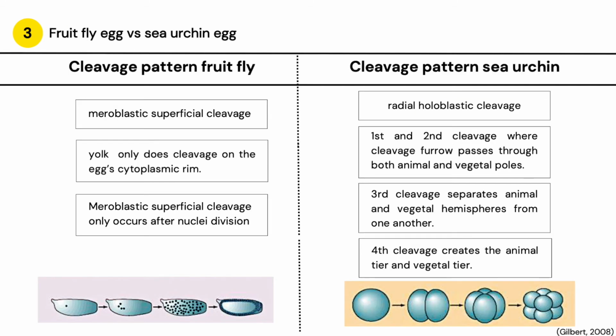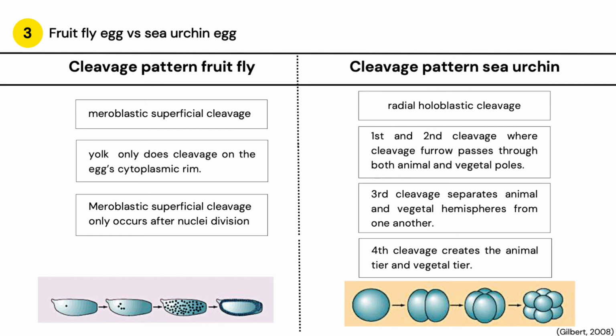The cleavage pattern of fruit flies and sea urchin was discussed. Fruit flies have a meroblastic superficial cleavage, while sea urchins have a radial holoblastic cleavage. For fruit flies, yolk that was previously found in the center now only does cleavage on the egg's cytoplasmic rim. Furthermore, meroblastic superficial cleavage only occurs after nuclei division.